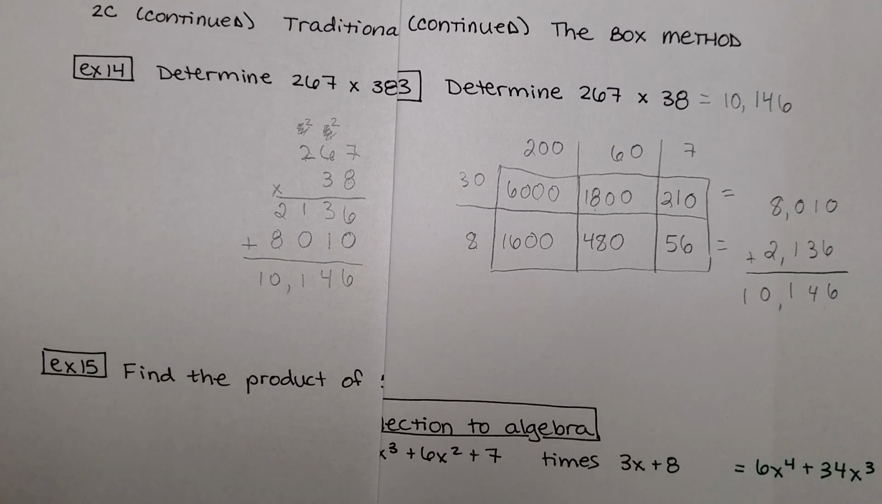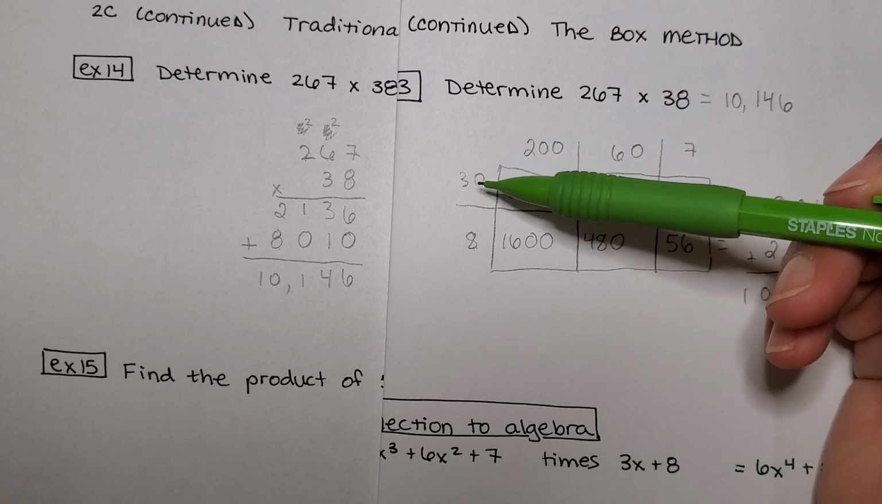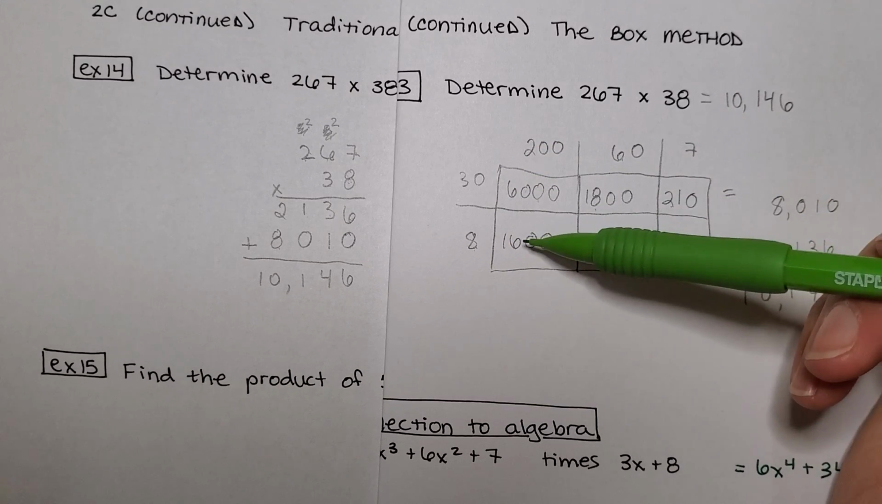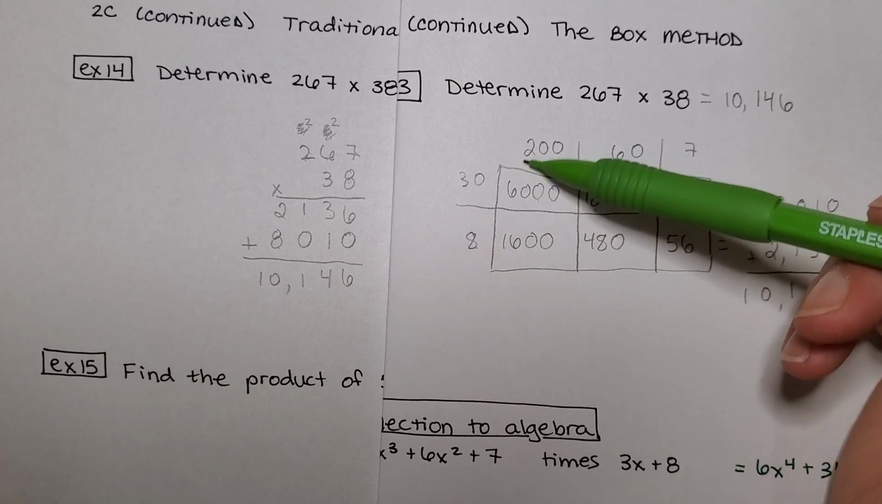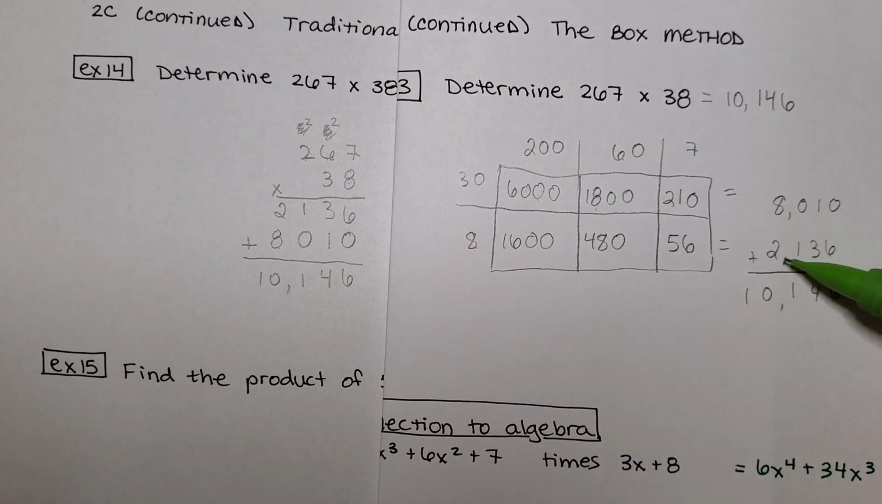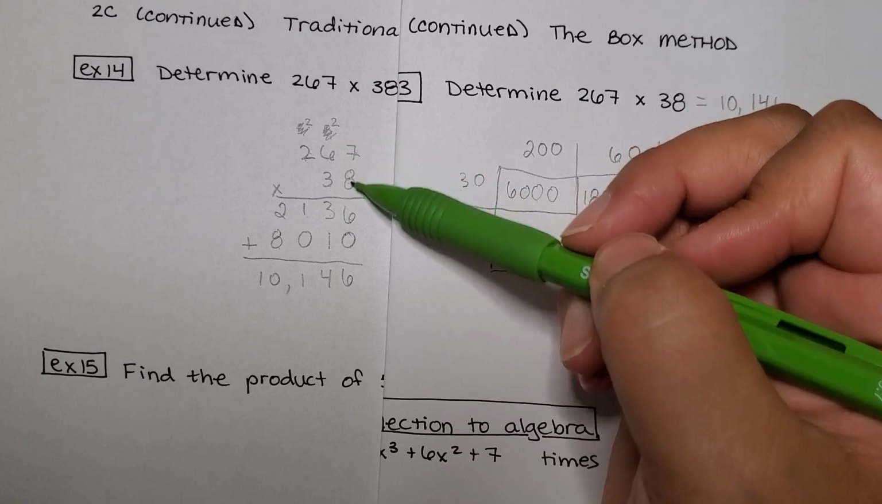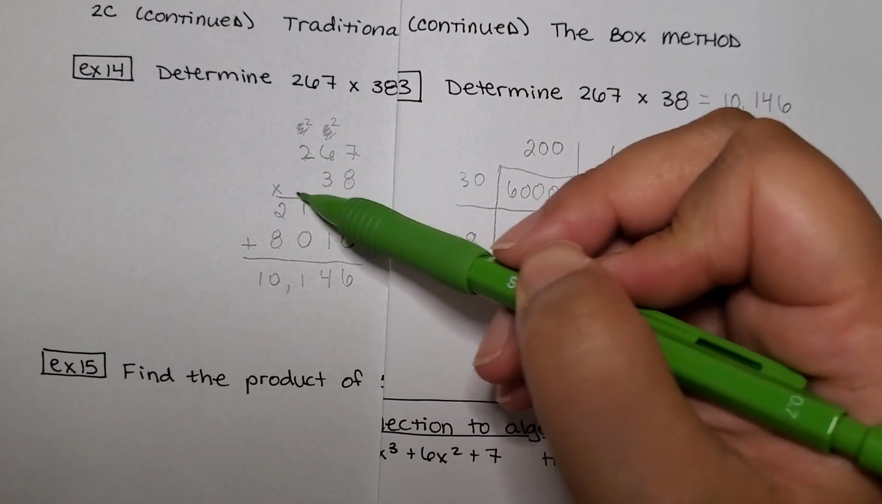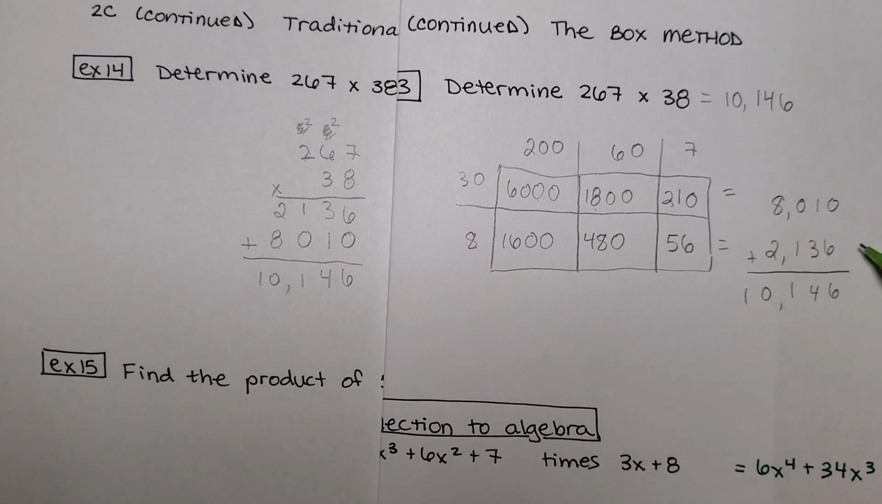The traditional method is taking the box method and really condensing it down into a smaller form. So in the box method, I'm going to look at the second row first. We had to do 8 times 7, 8 times 60, 8 times 200, and from that we got 2,136. That's exactly what we did when we did 8 times 7, 6, and 2 to get 2,136. So you would get that same value either way.